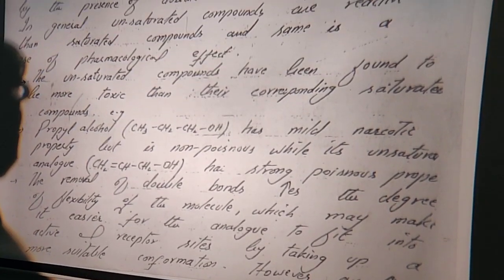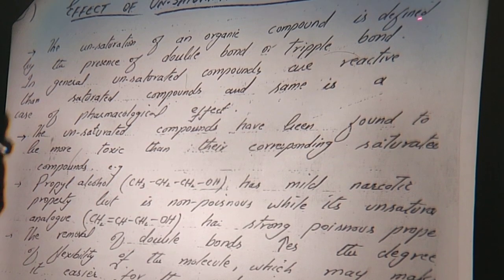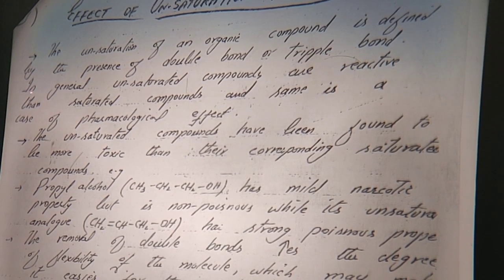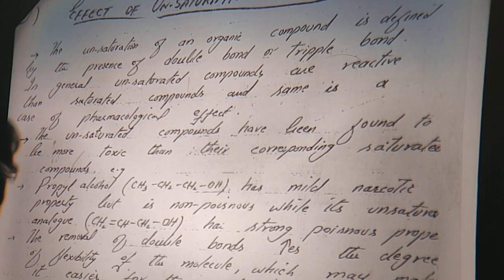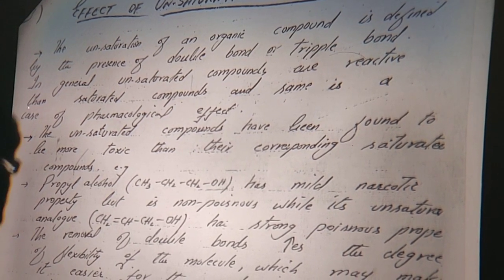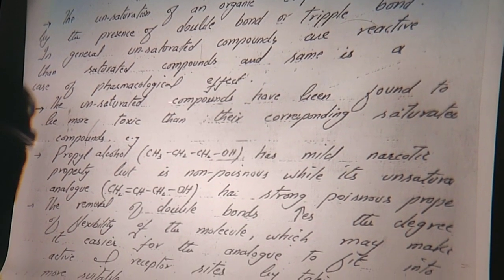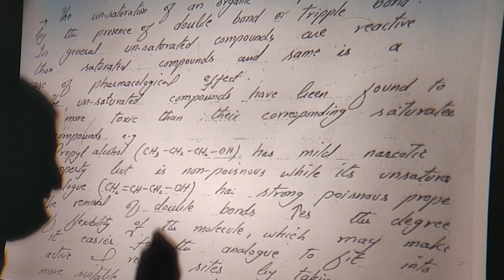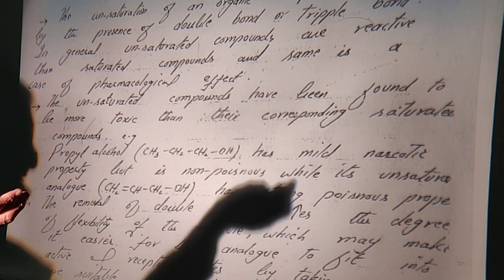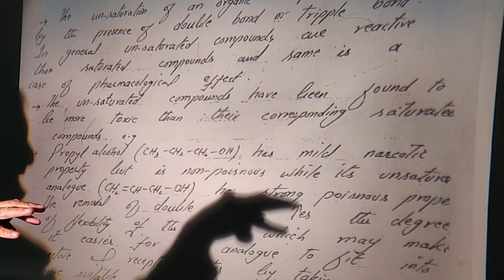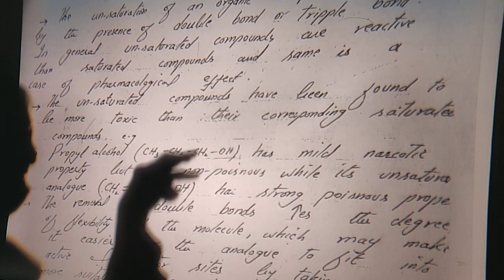The unsaturation of an organic compound is defined by the presence of double bond and triple bond. In general, unsaturated compounds are more reactive than saturated compounds, and the same is true of pharmacological activity. So a double bond is more reactive. It has pi electrons, which act as a nucleophile and attack easily upon the electrophile, and in the body attachment can take place in this way.